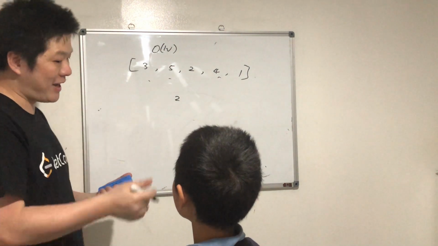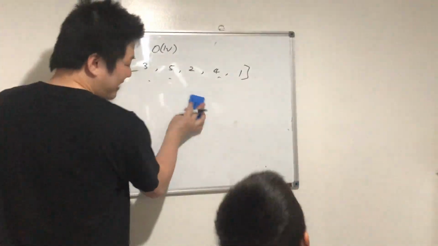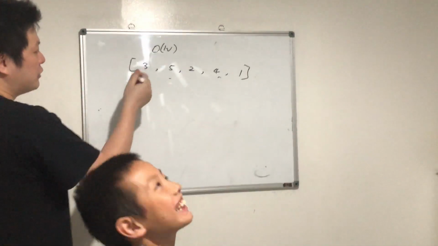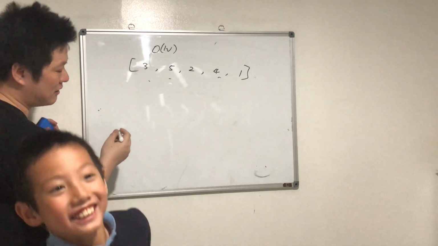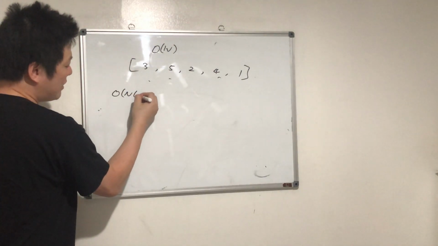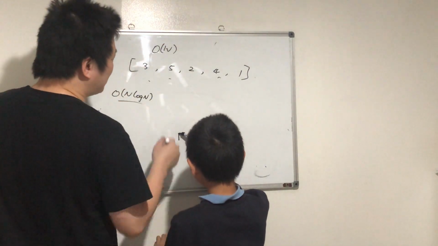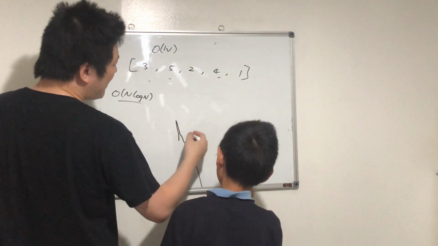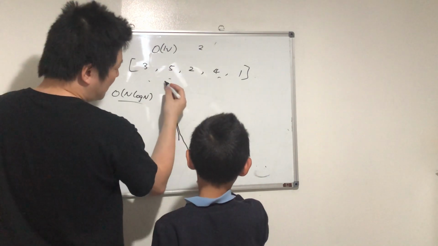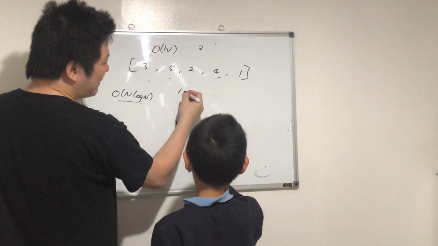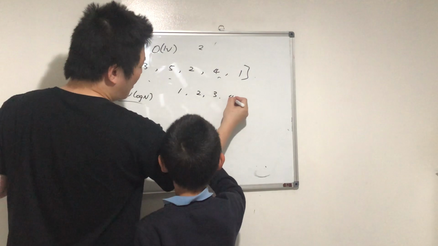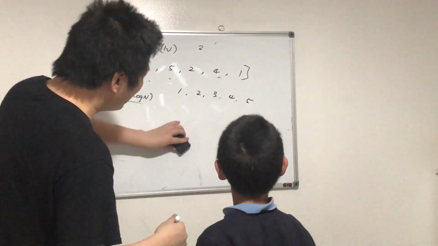Sort it. We're done. Sorting is what? But you only need to do it once, right? And after sorting, it'll be much easier. You'll have 1, 2, 3, 4, 5, right?